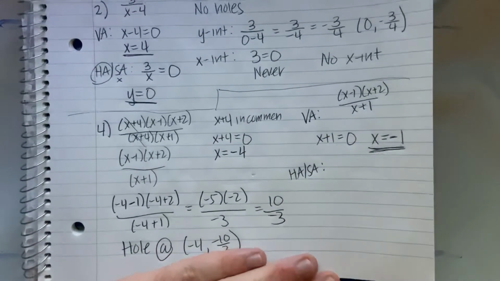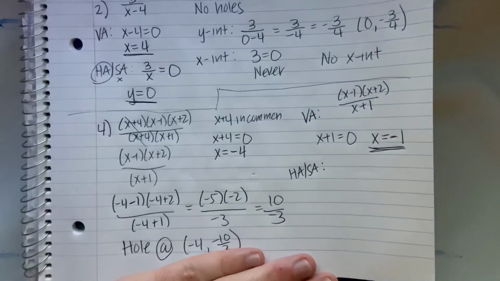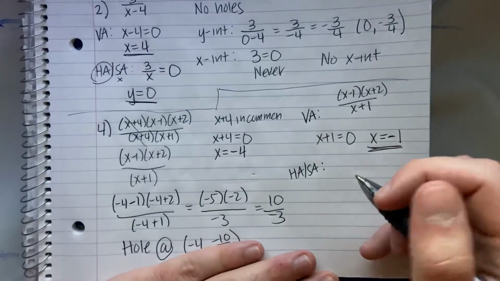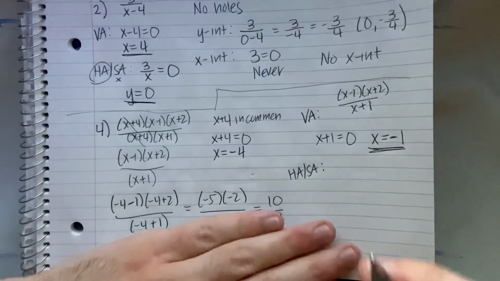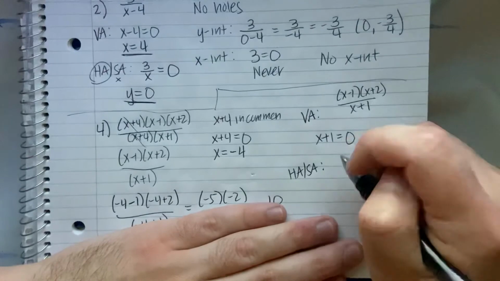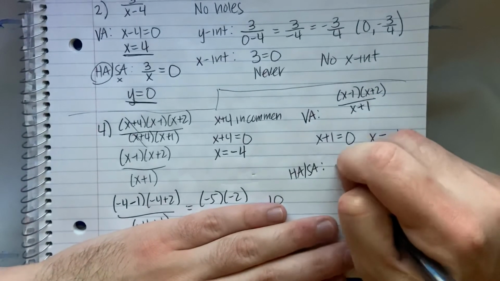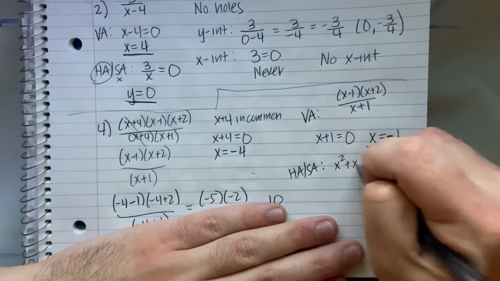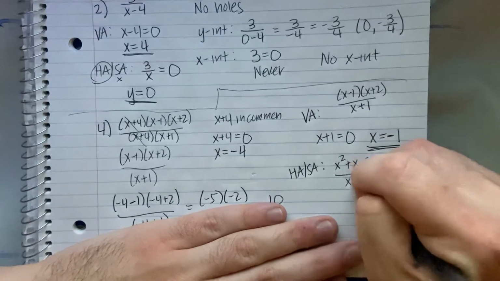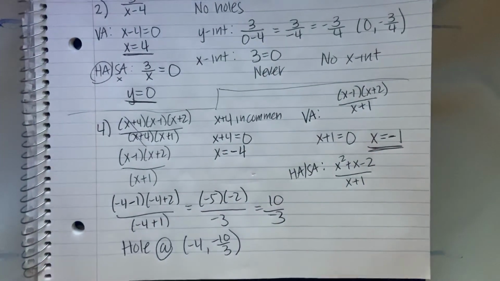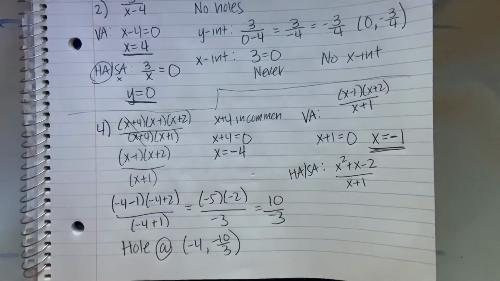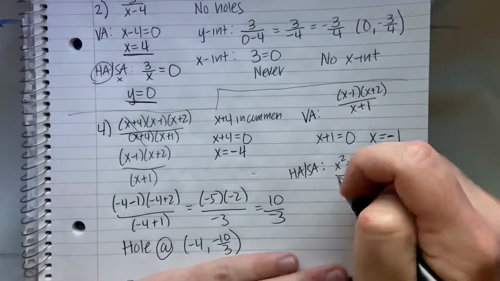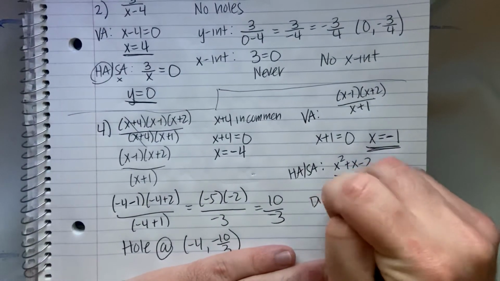So the rule for slant asymptote is if the numerator has a larger power of x than the denominator, then you've got a slant asymptote. I'm going to multiply out the numerator there, so that would be x squared plus x minus 2 over x plus 1. The numerator has a larger power of x, so what I have to do is divide to find the slant asymptote.